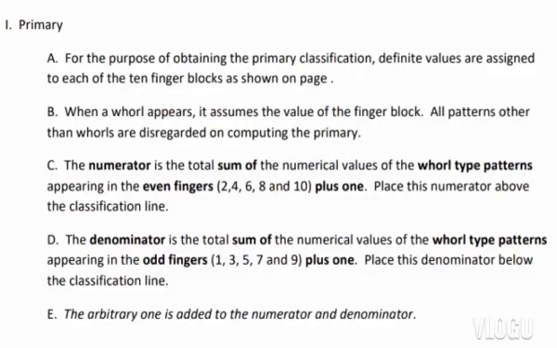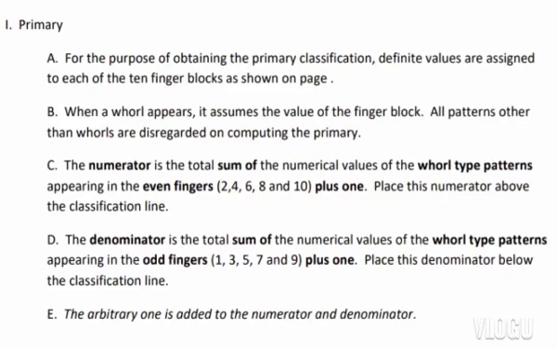So this is the explanation and discussion about the six fingerprint classifications. First is the primary. For the purpose of obtaining the primary classification, definite values are assigned to each of the 10 finger blocks as shown on the page. When a whorl appears, it assumes the value of the finger block. All patterns other than whorls are disregarded in computing the primary.